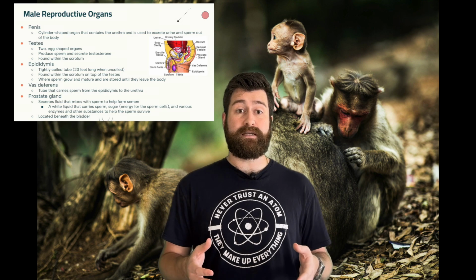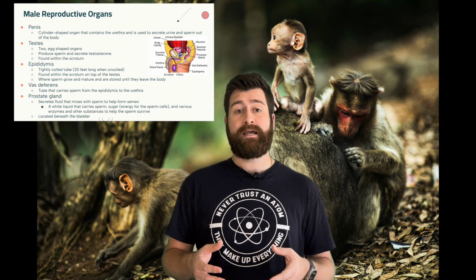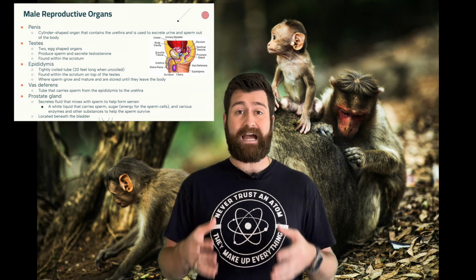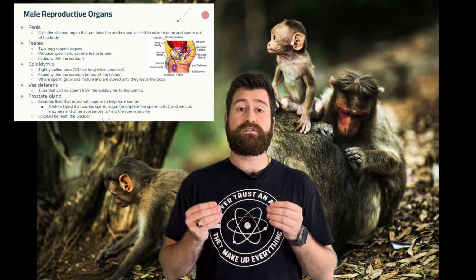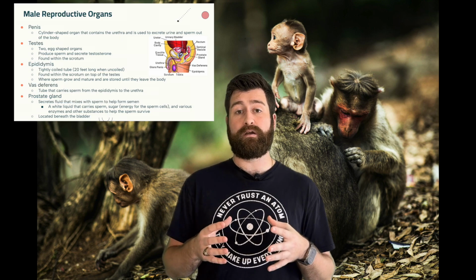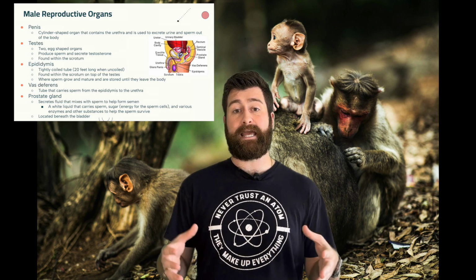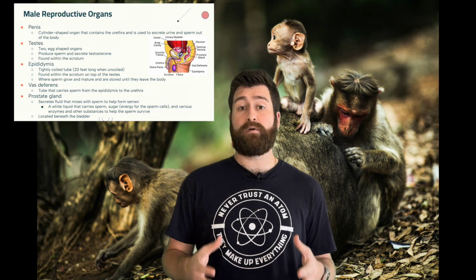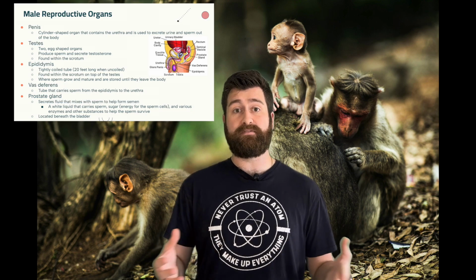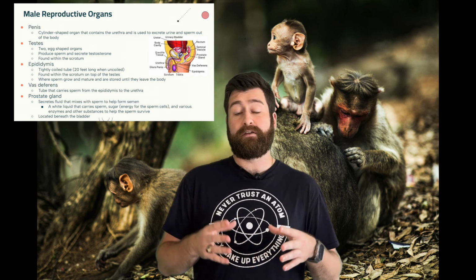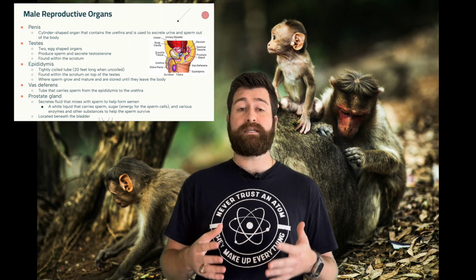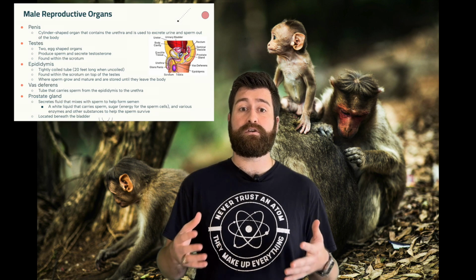There is the epididymis, which is a tightly coiled tube that is found within the scrotum on top of the testes. This tube is so tightly coiled that if it were to be uncoiled, it would be 20 feet in length. It is where sperm grow and mature and are stored until they leave the body. There is the vas deferens, which is a tube that carries sperm from the epididymis to the urethra.